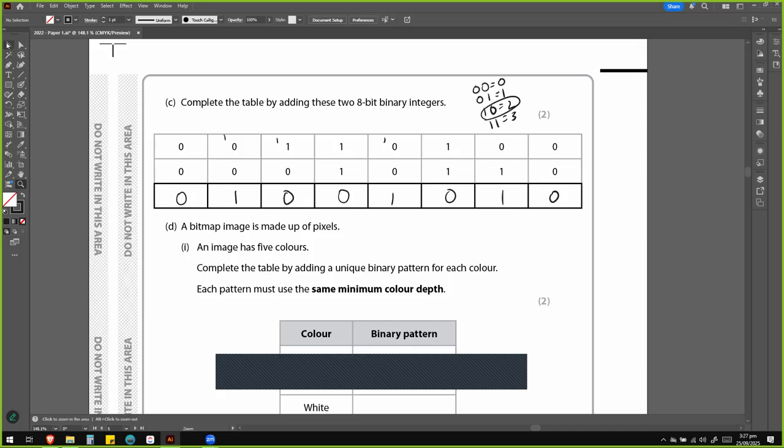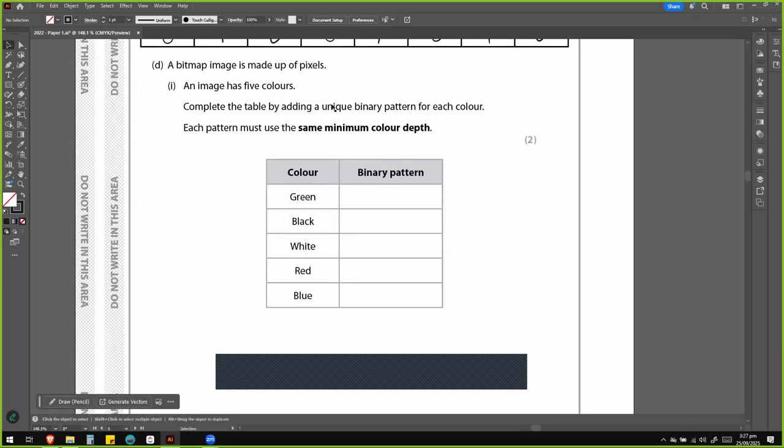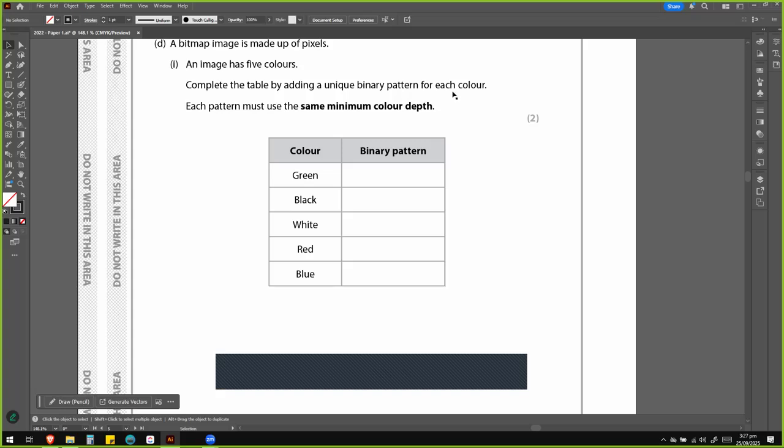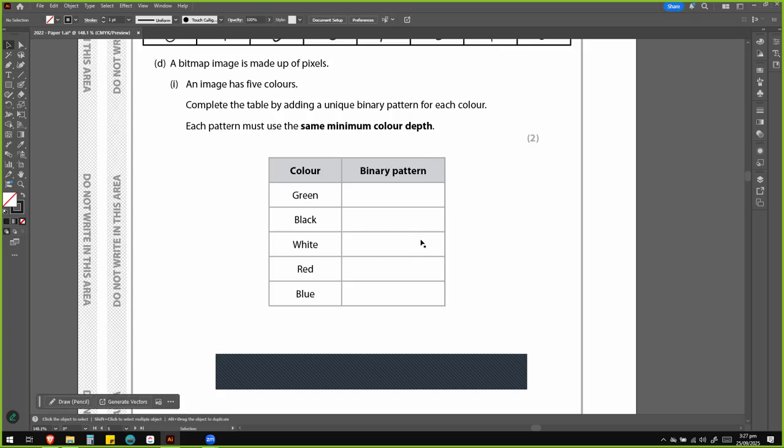All right, moving on to the next question. The next question says a bitmap image is made up of pixels. An image has 5 colors. Complete the table by adding a unique binary pattern for each color. Each pattern must use the same minimum color depth. So here's the table that they've given us, and they want us to fill out the binary pattern right here. So go ahead, try and solve this on your own, inshallah. Pause the video and come back for the answer.